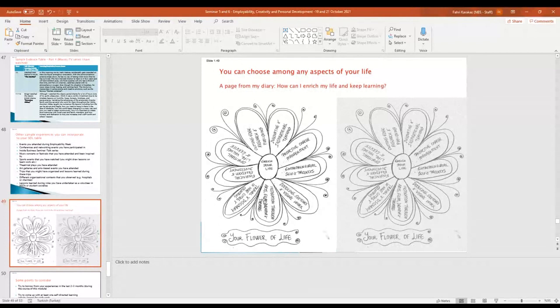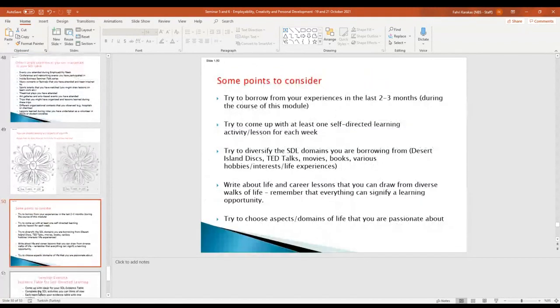So these are the aspects of my life that are enriching my soul. I love doodling, entrepreneurship, careers, teaching, research, spirituality, finances, investments, travel, discovery, and arts, film, drama. I try to choose activities from each of these domains. You can also do so, but try to borrow from your experiences in the last 1 month, if possible, maybe 2 months, during the course of this module.